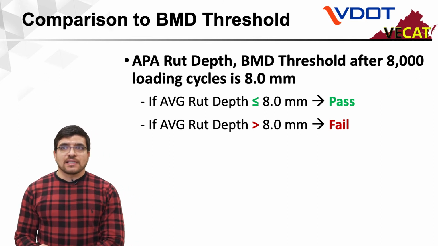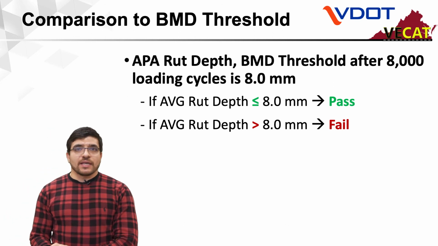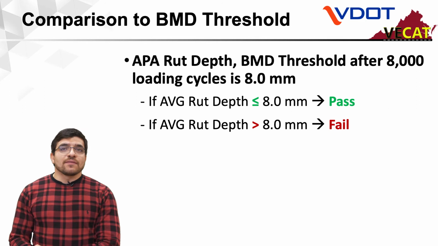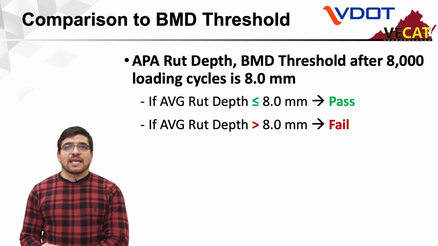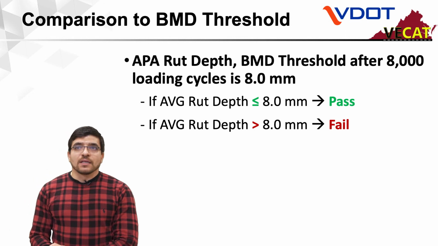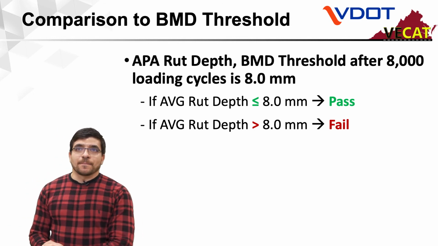If the average rut depth is lower or equal to 8 mm, that means that the evaluated mixtures pass the rutting performance criterion. If the average rut depth is greater than 8 mm, that means the evaluated mixtures fail to pass the balanced mix design threshold criterion.